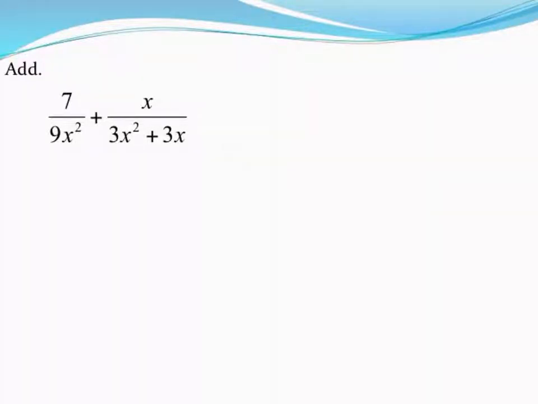Before we can add these two fractions together, we're going to need a common denominator. And before we can find that least common denominator, we're going to have to factor our denominators. So let's begin with that. The only part that can be factored is the second one. I guess you could argue the first one's already been factored. It's 9 times x squared.